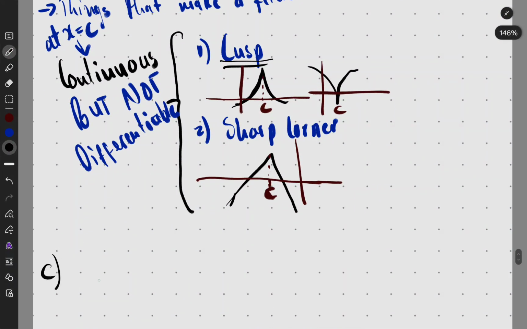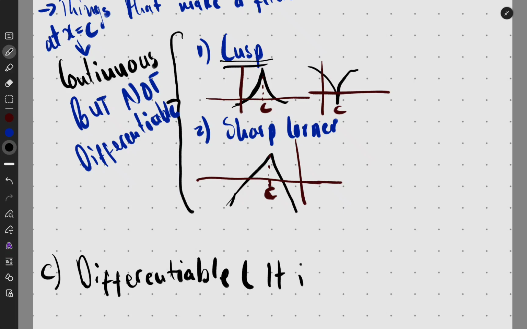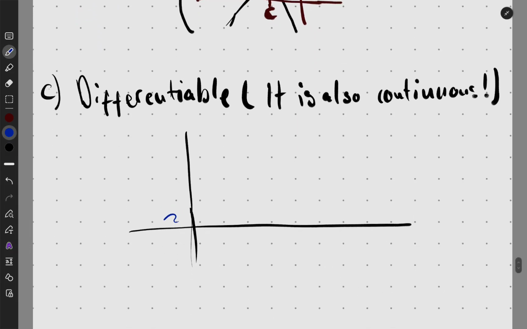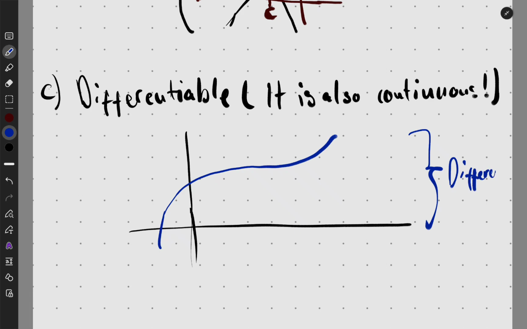Then now we can deal with part C where we just have differentiable. So when we say differentiable, then we know that obviously it is also continuous. The only way it can be differentiable is it must also be continuous. And something that is differentiable and continuous is just something like that. Here there is no jump, nothing, no cusp, smooth like this, even just a curve like this, here you'll be having a nice continuity. So we just say it is differentiable. But remember, it also means it is continuous.